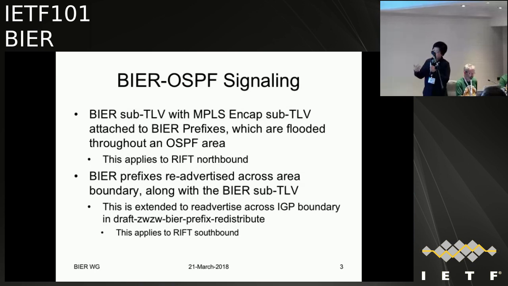Because there are two different features in RIFT protocol, we provide two different signaling mechanisms for BIER advertisement. In northbound, we reuse the BIER OSPF or ISIS-like sub-TLV to advertise the BIER information. And for southbound, we use the function we defined in the last draft, the BIER prefix redistribute draft, to advertise the BIER information.